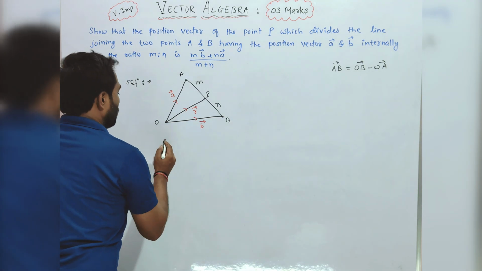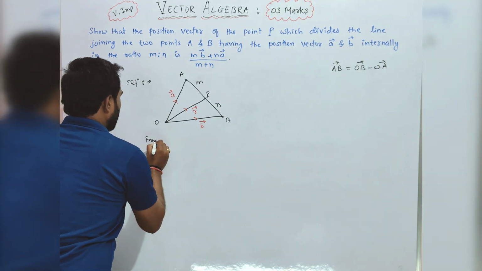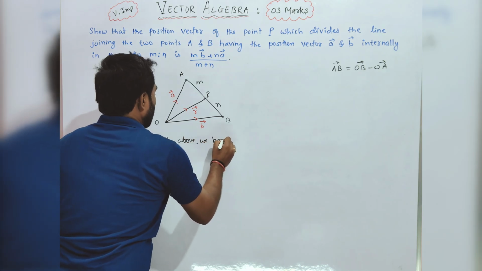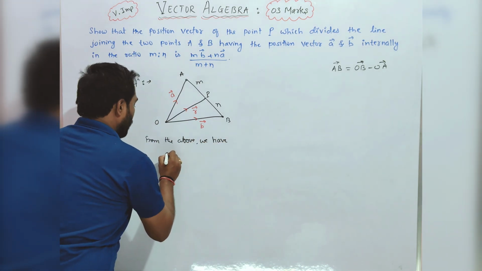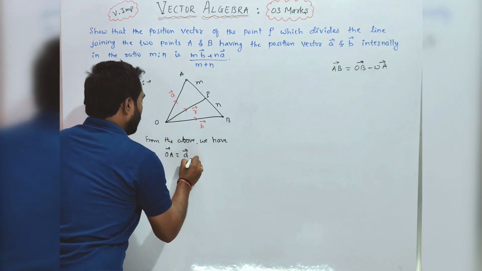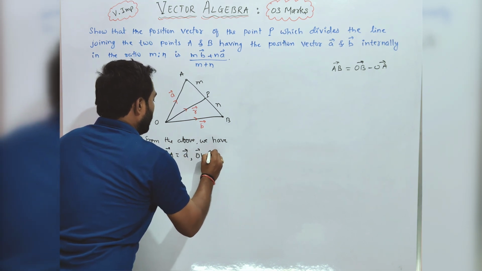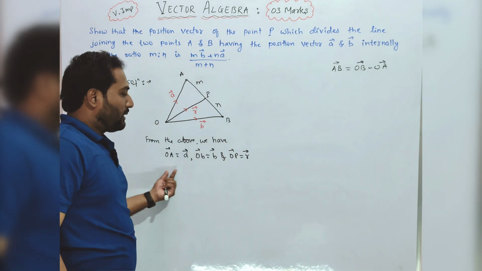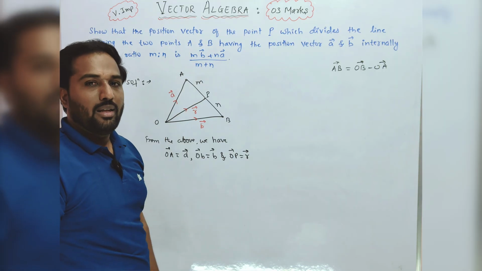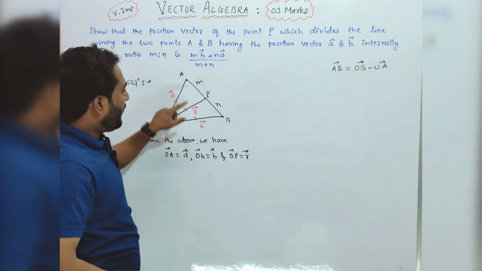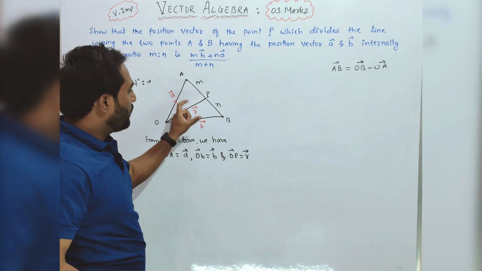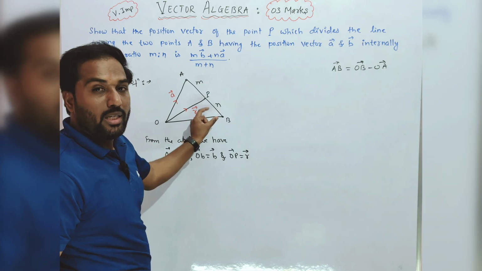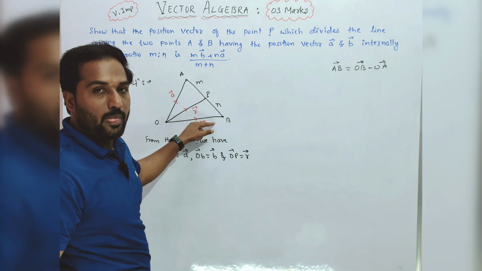Now from the above graph, what we have? Vector OA is equal to a, vector OB is equal to b, and vector OP is equal to vector r, because these we need in finding the required expression. Now the line is moving from A to B, so AB is divided into 2 parts: one part is AP, another part is PB. Don't consider BP because this is in a reverse direction.